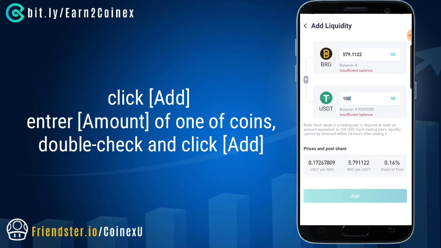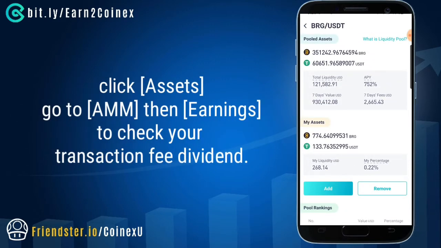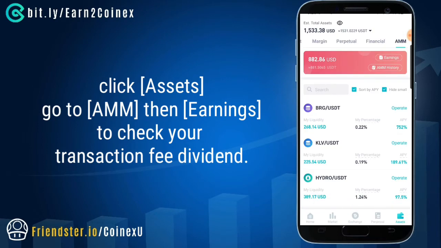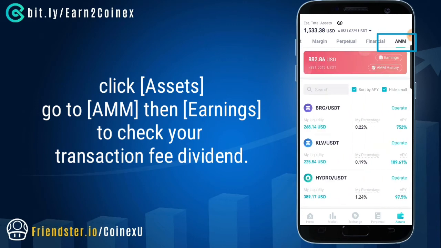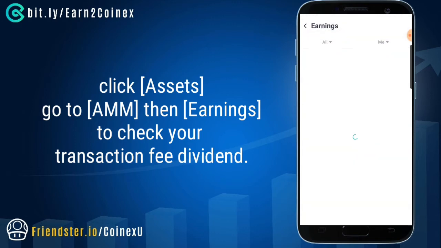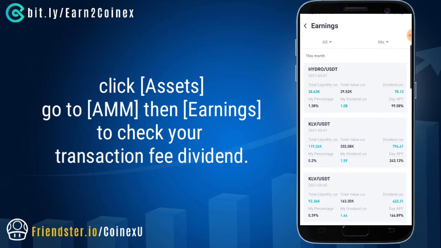So after the above steps, go to assets, then click the AMM, this one, not the spot trading, only the AMM. Then check your transaction fee on the earning, so click this earnings button, so you will see all of your daily earnings here.